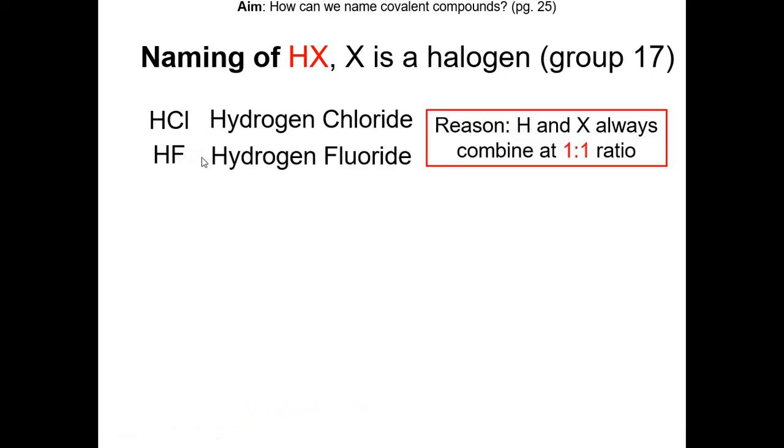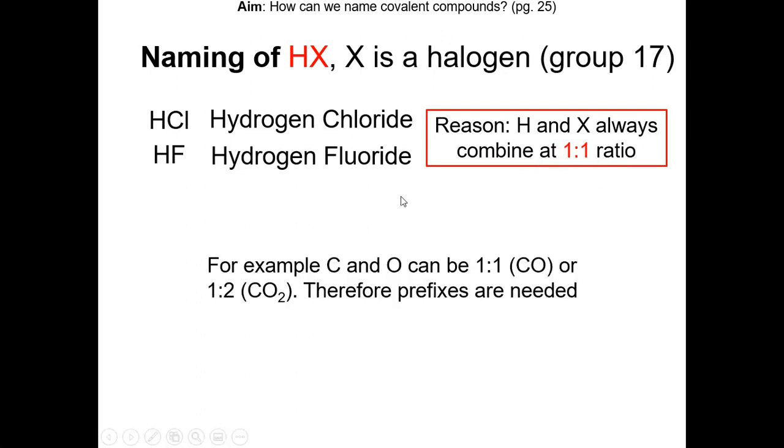The reason we do not add a prefix is because H and the halogen always combine at a 1-to-1 ratio. So you do not need a prefix because they always combine at a 1-to-1 ratio. This is not true for other elements. For example, you have C and O. It could be 1-to-1, as in carbon monoxide, or 1-to-2 in carbon dioxide.